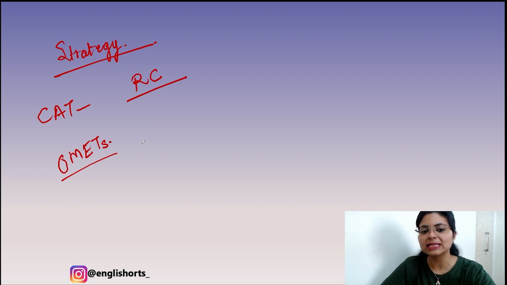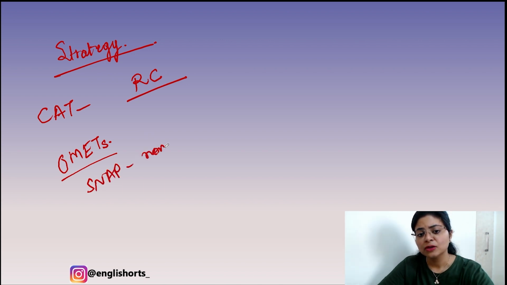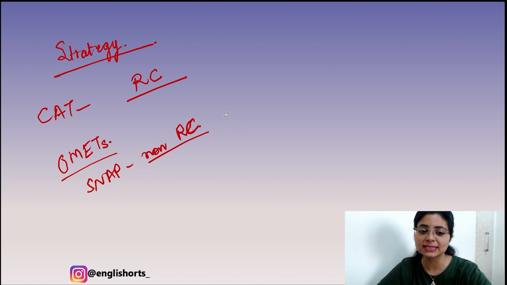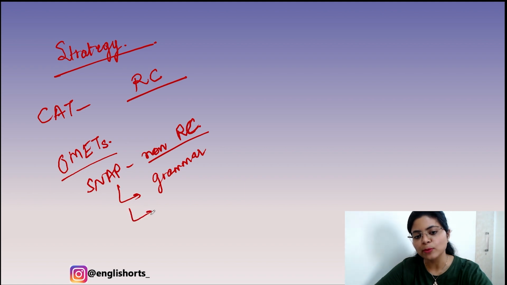So, if you are taking SNAP, you should remember that SNAP is a non RC exam. So even if your CAT prep is nice, you may yet spoil the SNAP. You may not do well in SNAP. So if you are taking SNAP, then you should solve grammar questions. You should solve vocab questions. You can do questions like idioms and phrases and phrasal verbs. Okay.